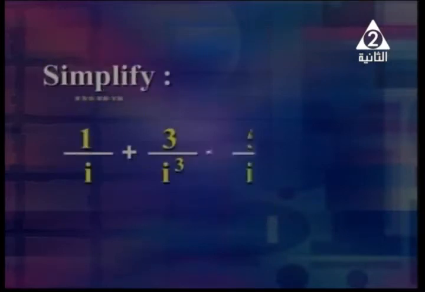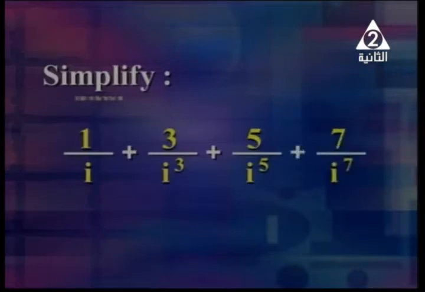Look at the second one. Simplify 1 over i plus 3 over i power 3 plus 5 over i power 5 plus 7 over i power 7. First term: 1 over i, where 1 equals i power 4, so i power 4 over i power 3 equals i. Then 3 over i power 3 becomes 3i power 4 over i power 3, which equals 3i. Also 5 over i power 5 becomes 5i power 8 over i power 5, which equals 5i power 3, equals negative 5i. And 7 over i power 7 becomes 7i power 8 over i power 7, which equals 7i.